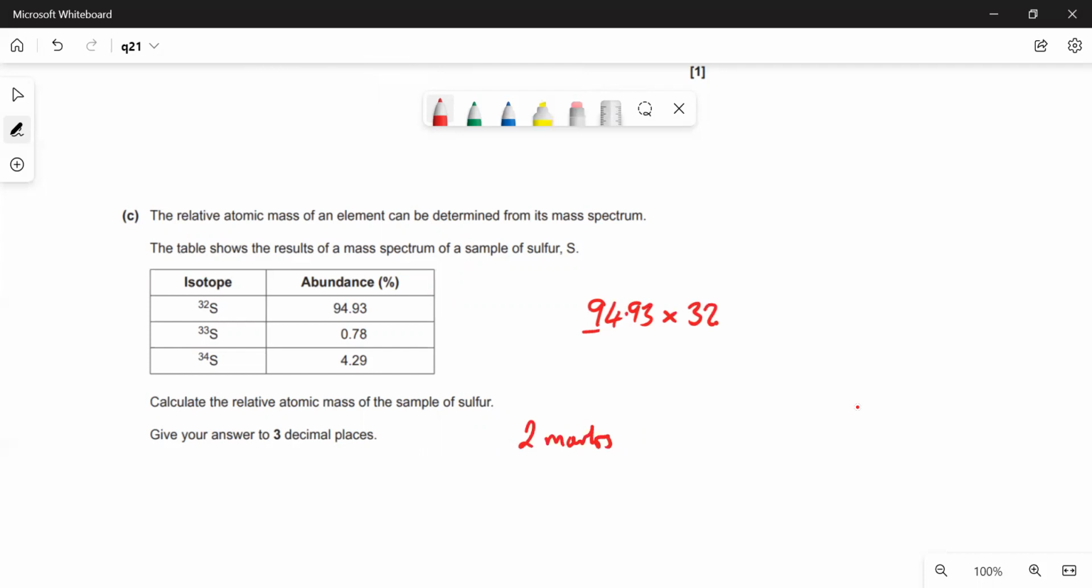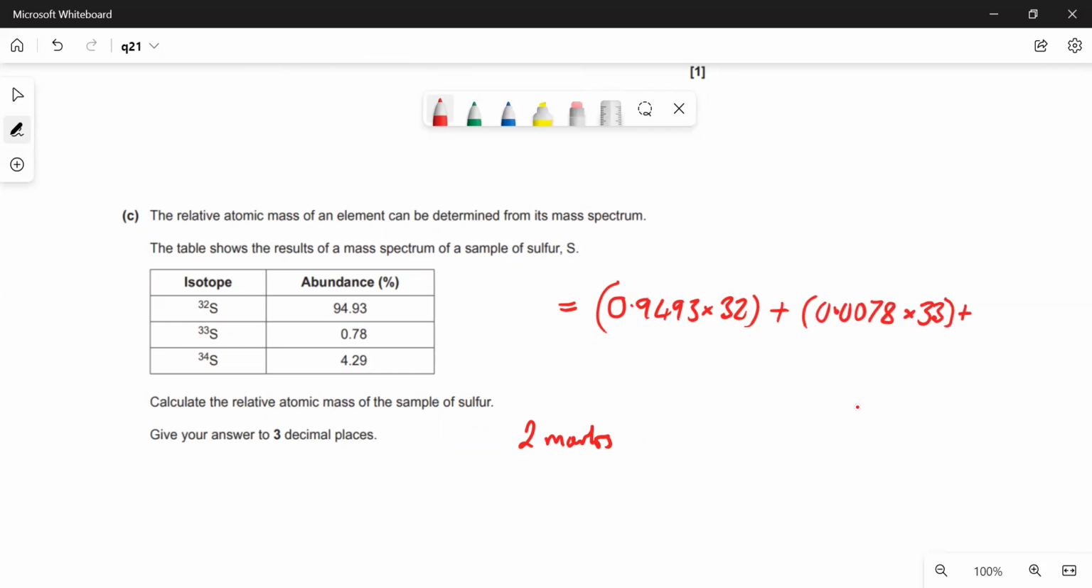So it's easiest to divide it by 100, though, isn't it? Rather than the percentage, you use the abundance. So that's going to be equal to 0.9493 multiplied by 32, plus divide 0.78 by 100, you get 0.0078. That's the abundance, not as a percentage. And each one weighs 33.